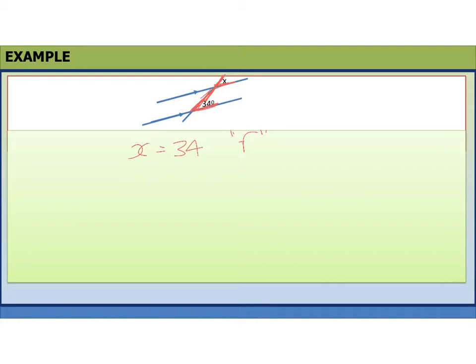Now, if you remember, CIA is FUZ. So F angles must be the one beginning with C. So the reason here is that they are corresponding. Just to go through the other words, U angles are called co-interior and Z angles are called alternate.